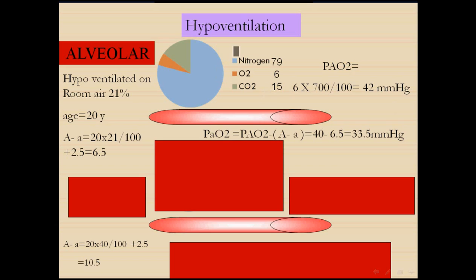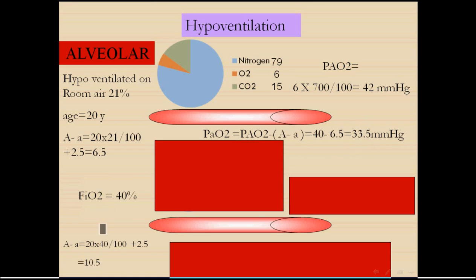This is an example, hypoventilation as a cause of hypoxia. This is a normal person with hypoventilation. Look at this, this is the oxygen and this is carbon dioxide. Normal nitrogen. The oxygen is 6%. This is alveolar oxygen, so it will be about 42. If the patient is age 20, the alveolar gradient is 20 by 21, and this will give you 6.5. 42 minus 6.5 will give you the expected arterial oxygen, which will be 33.